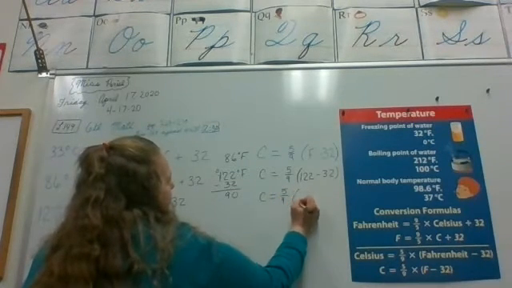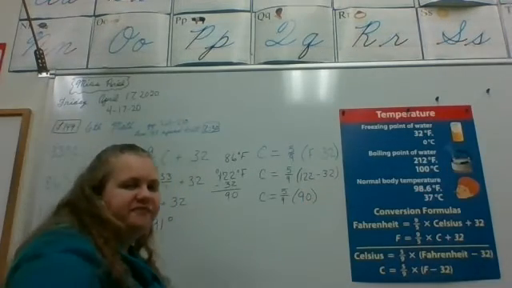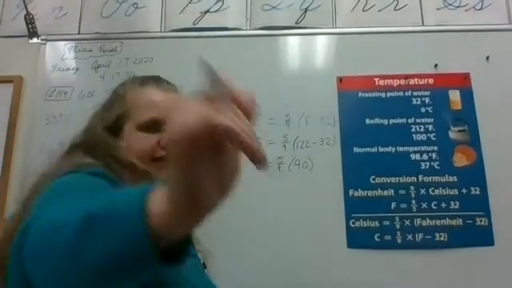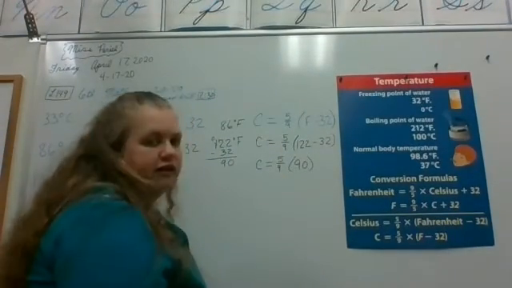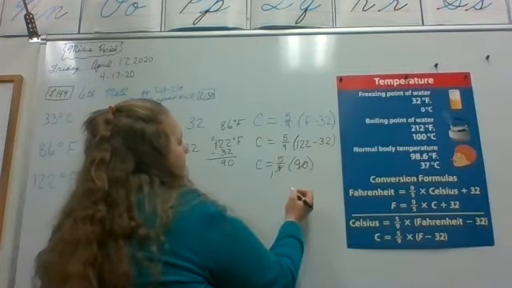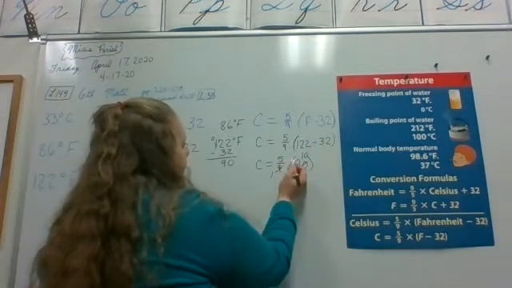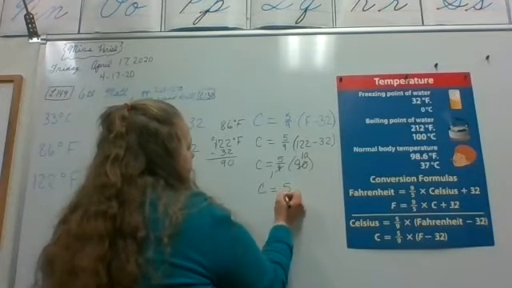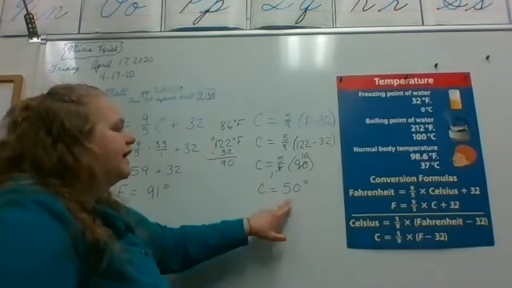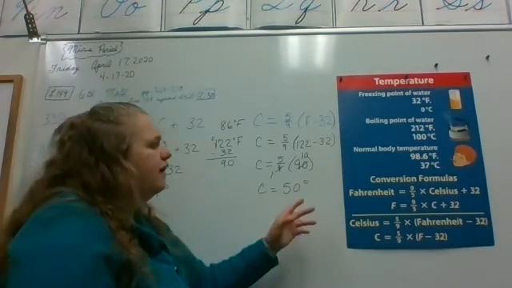5/9 times 90. Now, is 90 divisible by 9? Yes, it is. Okay, and tilt this. I think there was a glare. Hopefully that's better. Okay, so 9 divided by 9 is 1. 90 divided by 9 is 10, okay, so now we have 5 times 10, so C equals 50 degrees. So if it's 122 degrees Fahrenheit, it's 50 degrees Celsius. Okay, you see how that conversion works.